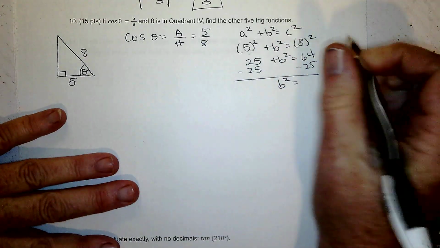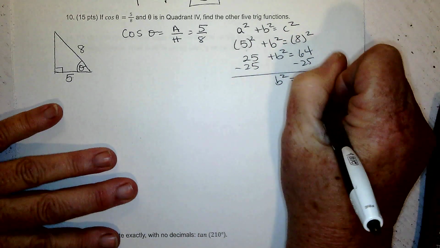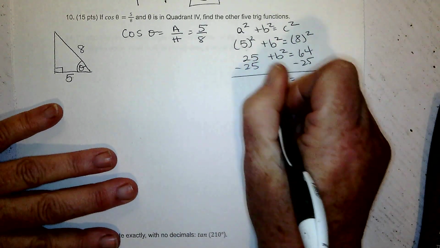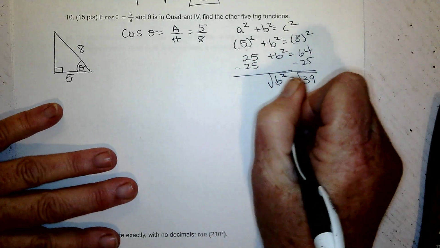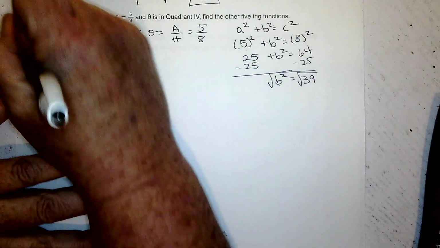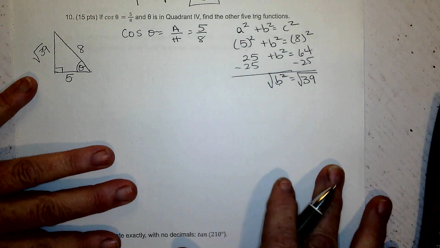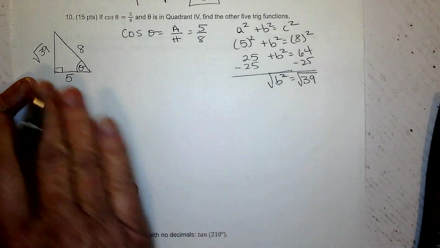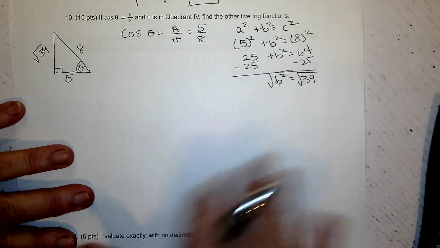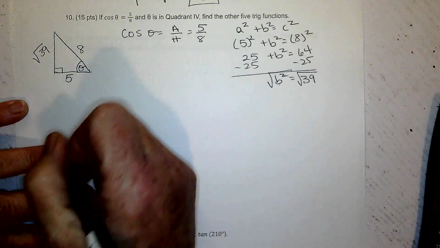B squared is equal to 39. All right, and take the square root of both sides, and we get B, that the opposite side is the square root of 39. I did not want decimals. You've never seen me use decimals. Please don't use decimals. Only use the actual number, not exact. I use the exact, not the approximate.